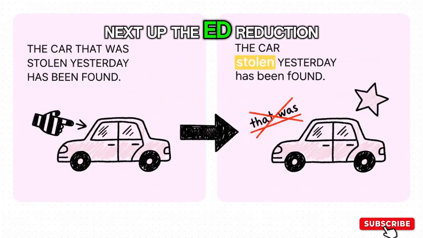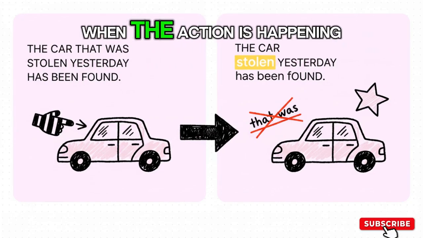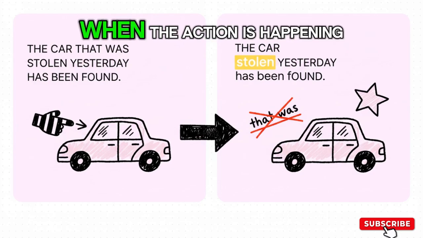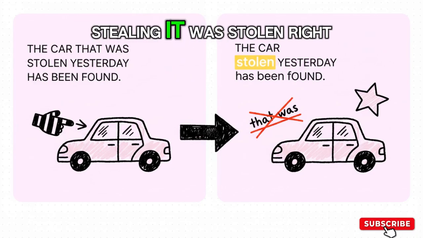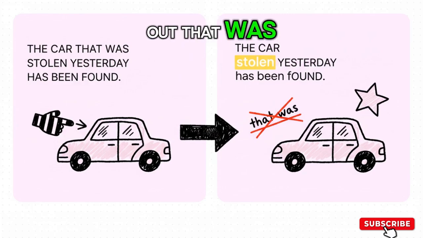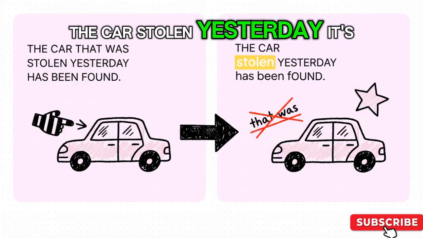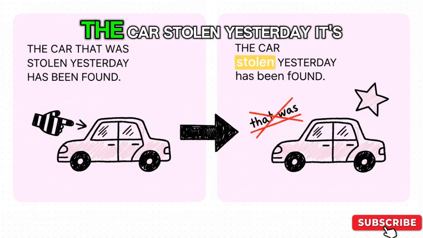Next up, the ed reduction. This is our go-to for passive sentences, when the action is happening to the noun. The car wasn't doing the stealing, it was stolen, right? So we can just chop out that was, and we're left with the past participle. The car stolen yesterday. It's just incredibly efficient.